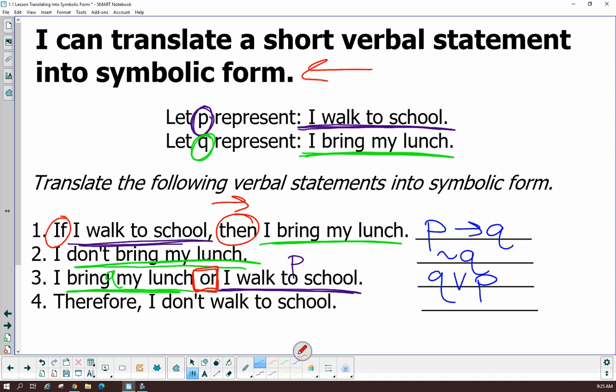This one I see the word therefore. That's going to be the little triangles. I don't walk to school. That was representing P. P was I walk to school. I don't walk to school is going to be P with the little squiggly in front. And then before that is therefore, so we put the little triangle dots.